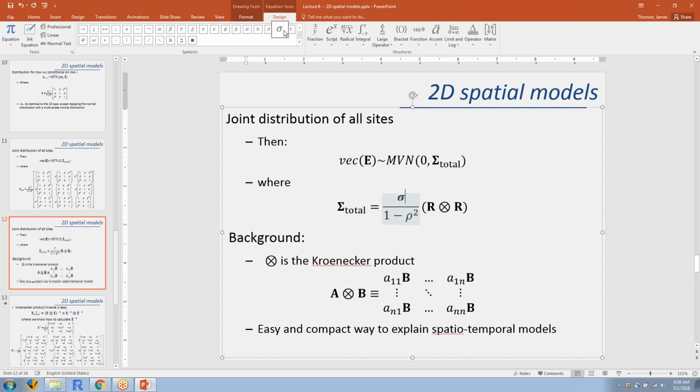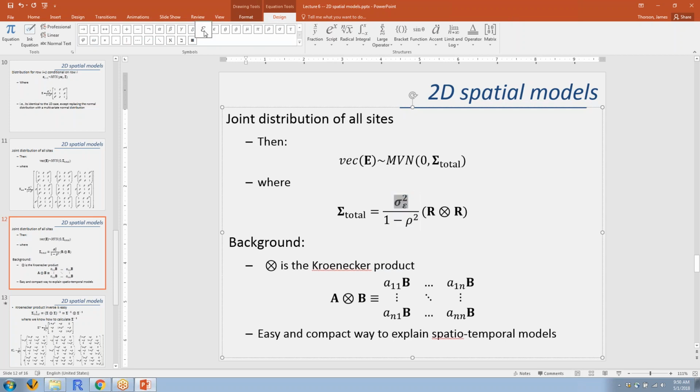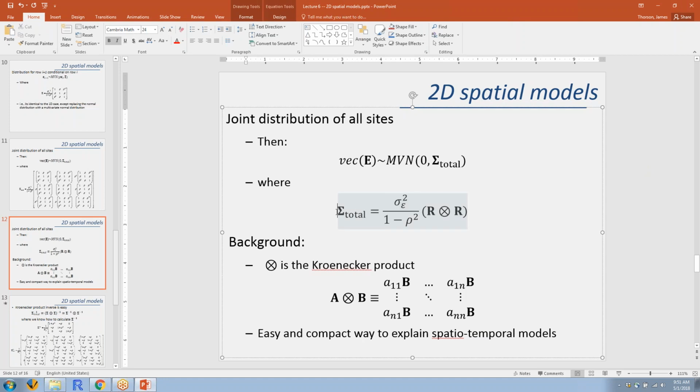So can you read the question to us? So this is just a matrix for 2D space? Which matrix? Let's see. So, yeah, Kristen, you mean that this sigma total is the matrix for 2D space? Is that your question?